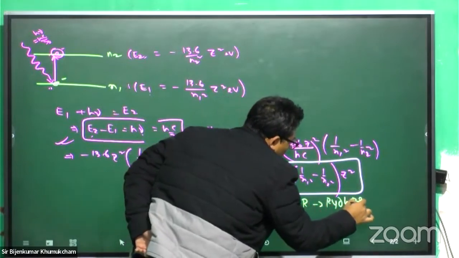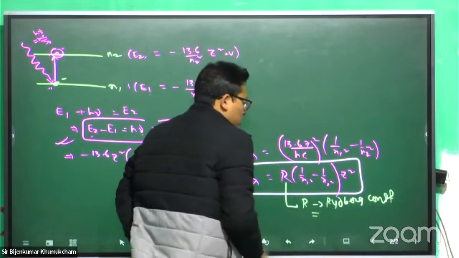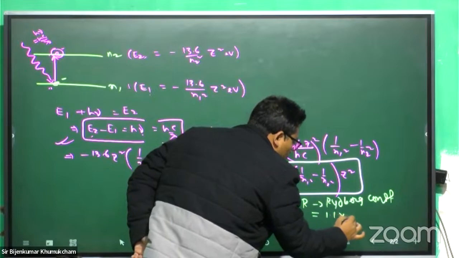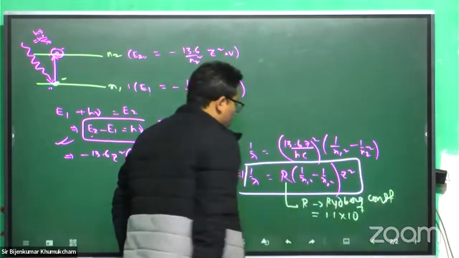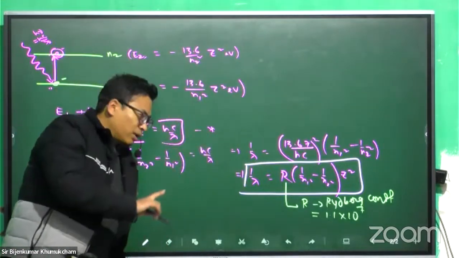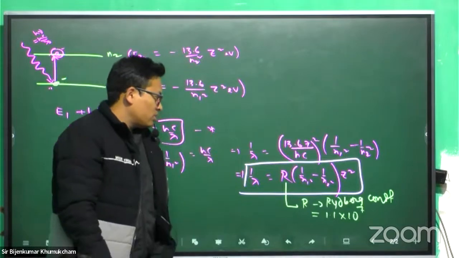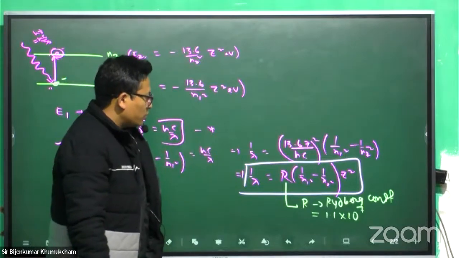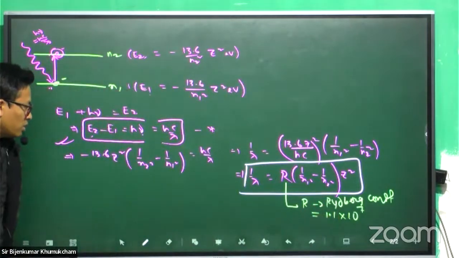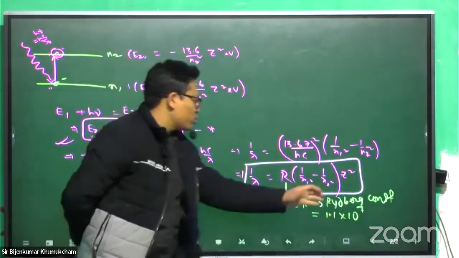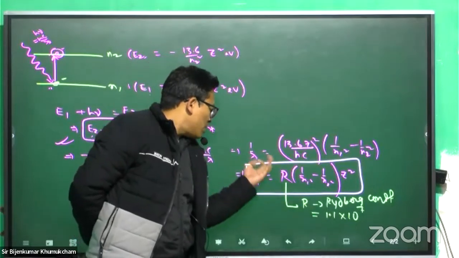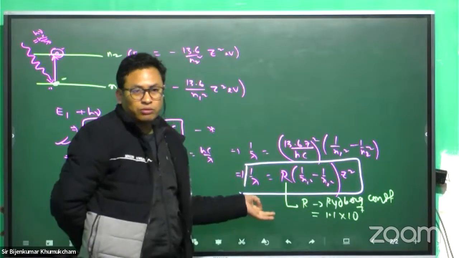Its value sometimes will be required. It is 1.09, that is about 1.1 times 10 to the power 7. Now tell me, what will be the unit of the Rydberg constant? See, we have 1 by lambda equals R. What will be the unit of the Rydberg constant?